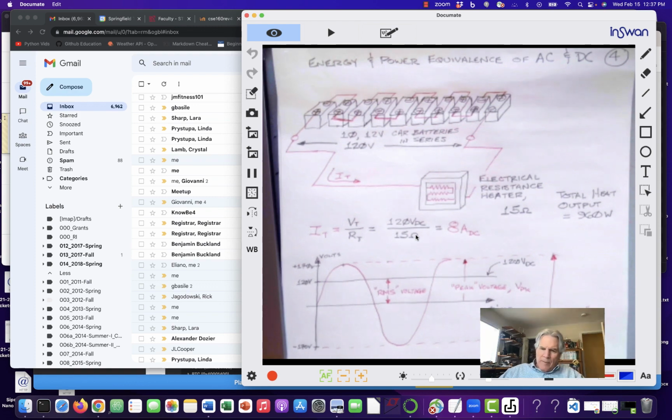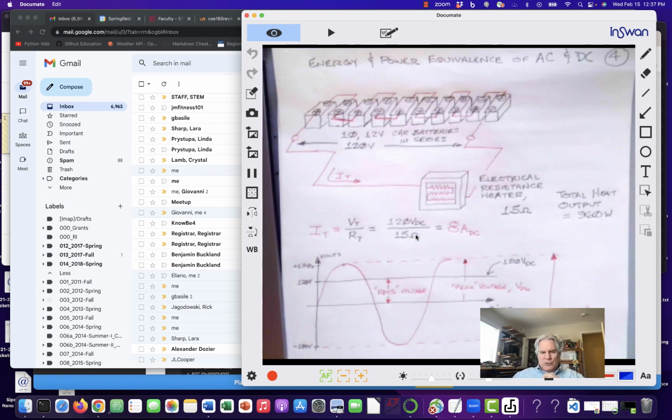So let's say we have 10 car batteries connected in series. Well, 10 times 12 volts is 120 volts. And I hook up one of those electrical resistance heaters, and it gets hot. Let's say that when it's hot, its electrical resistance is 15 ohms, which means that the total current through this thing is 8 amps DC, and 120 volts times 8 amps is 960 watts. That's kind of typical. That heater will get warm, and if you put it under your desk, you definitely get hot down there.